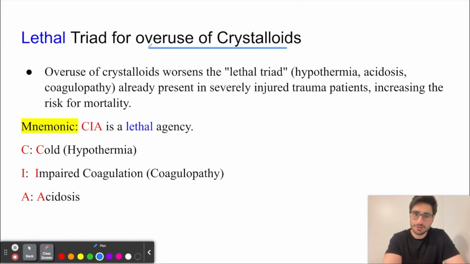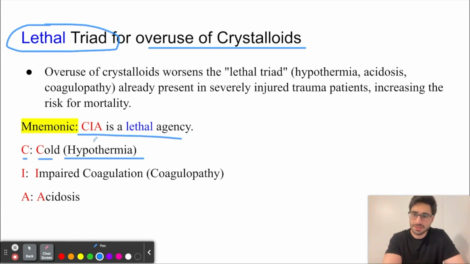Now, if we overuse crystalloids like normal saline, then we need to keep in mind the lethal triad. Now, the mnemonic that I made to remember this is CIA is a lethal agency. So the C is for cold or hypothermia. So the fluid that we're going to give is going to be colder than body temperature. As a result, this can cause hypothermia.